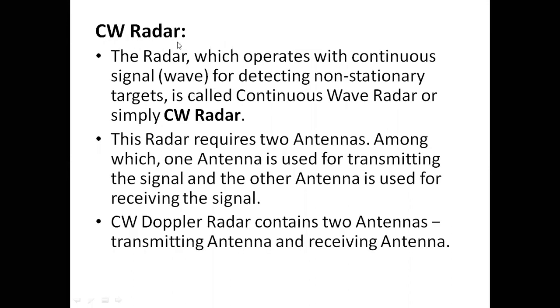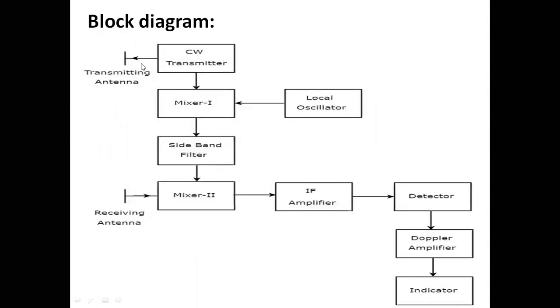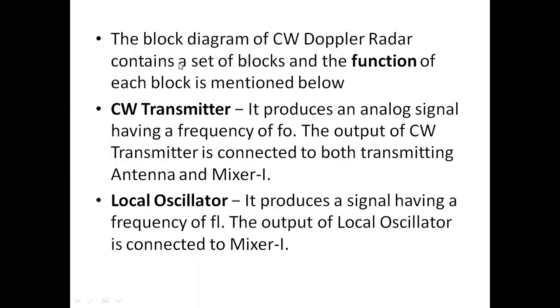And next, what is continuous wave radar? The radar which operates with analog signals or continuous wave signals, that type of radars are known as continuous wave radars. These radars are used to detect the moving targets or non-stationary targets. And here it requires two antennas for transmitting and for receiving. So what is the function of each and every block? Continuous wave transmitter transmits the continuous wave signals with the frequency f0.